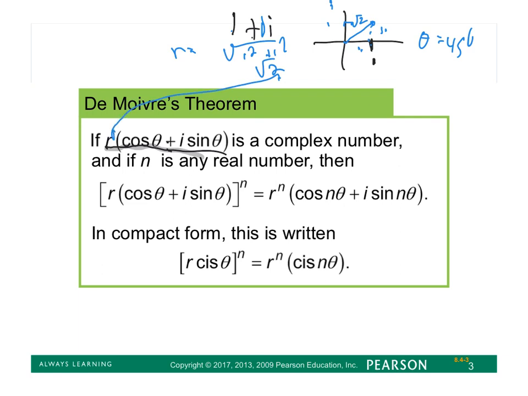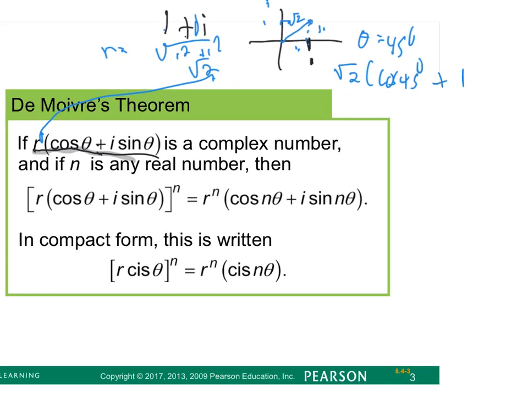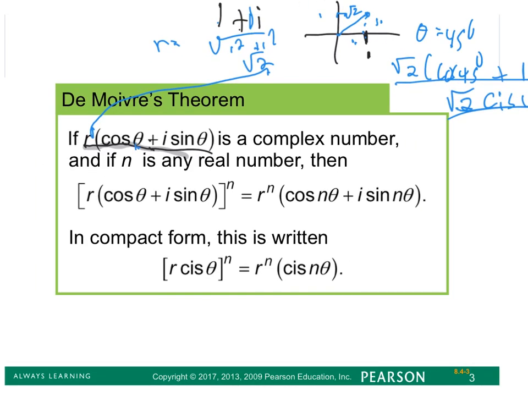So r goes here, and then if our angle was 45 degrees, we can put square root of 2 cosine of 45 degrees plus i, which always goes with the sine of the 45 degrees. So there was my trigonometric form. And to make it simpler, we write square root of 2 cis of 45 degrees. And it's still related. So this is just a complex number, just like 1 plus i was a complex number.